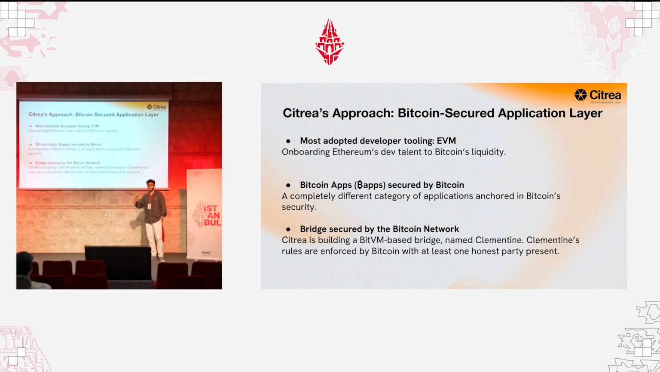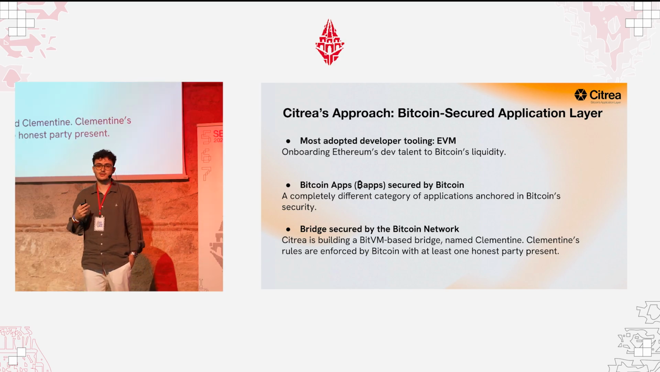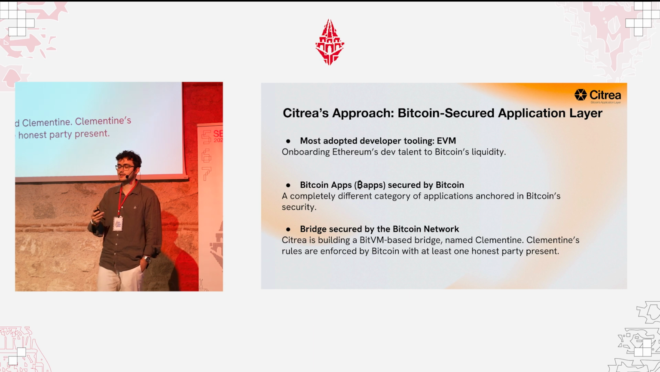Secondly, you want Bitcoin applications, BAPs, to be secured by Bitcoin. And third of all, you want BTC on your chain to be secured by the Bitcoin network. And we do that through a BitVM-based bridge we name Clementine. Clementine's rules are enforced by Bitcoin as long as there is at least one honest party present. So that's not actually trustless, it's trust minimized. But with updates we'd like to see in the future in Bitcoin, we can make it trustless.